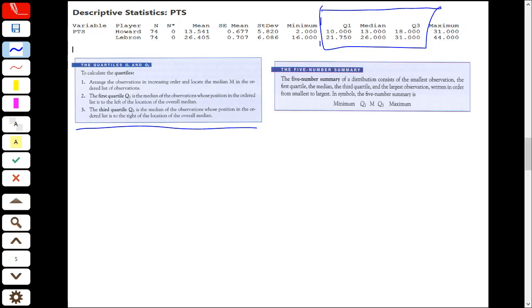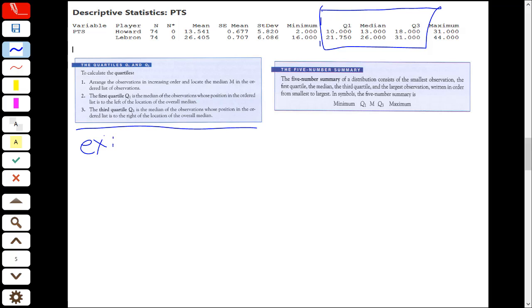So again, you arrange the numbers from smallest to largest. Now, the first quartile is the median of the observations left of the median. Oh, Lord, that's a mouthful. And what it does is it tells you a number that about 25% of the observations are less than. The third quartile is the median of the observations to the right of the median. And it tells you a number that about 75% of the numbers are less than. Okay, so let me just do a quick example and then I'll revisit LeBron.